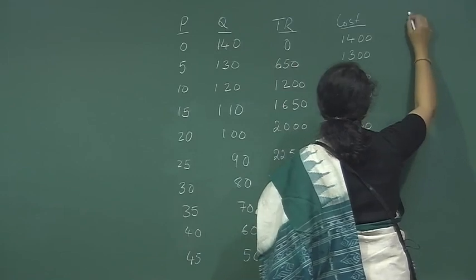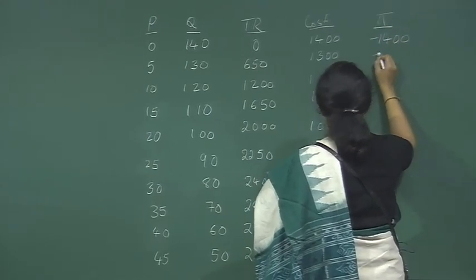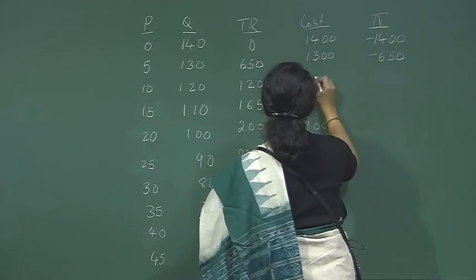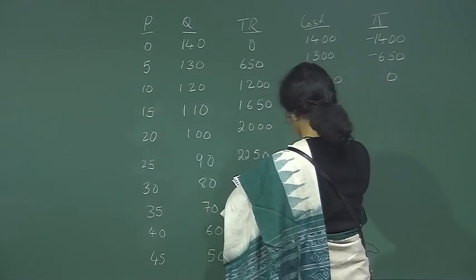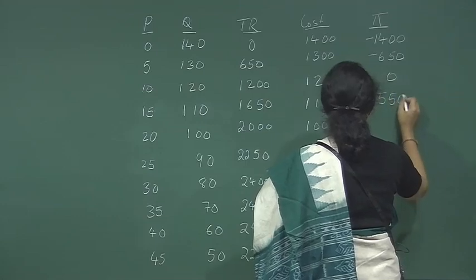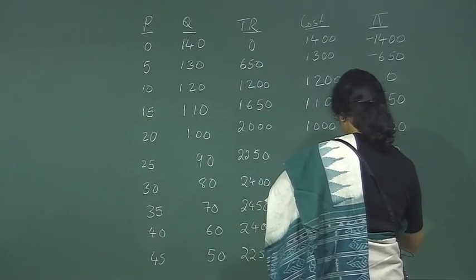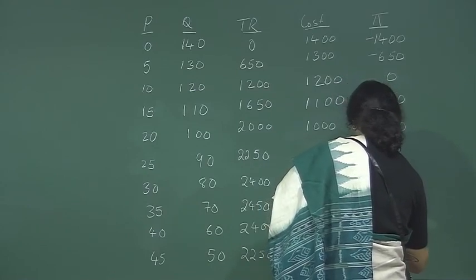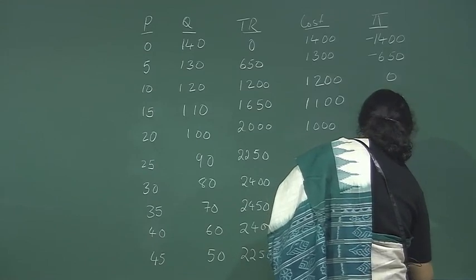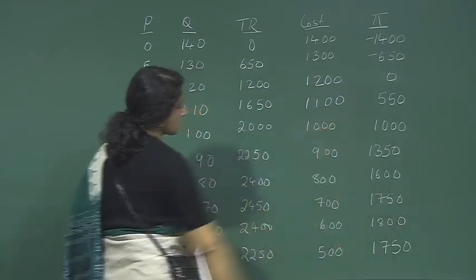And so profit is equal to total revenue minus total cost, which is minus 1400, minus 650, 0, 550, 1,000, 1,350, 1,600, 1,750, 1,800, and 1,750. So this is the cost, this is the revenue, this is cost, and this is profit.